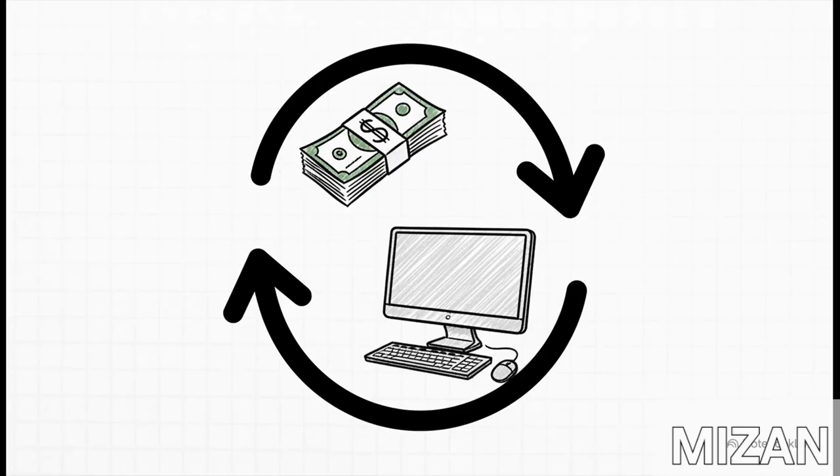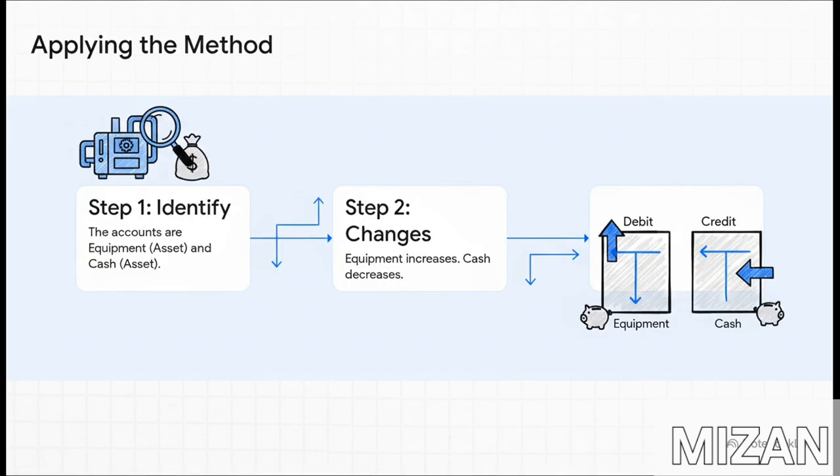Okay, next example. This time, the business is basically trading one thing it owns for another. It's buying a piece of equipment, which is a long-term asset, by using cash, which is a short-term asset. Let's run the play again. Step 1, the accounts are equipment and cash. Hey, they're both assets. Step 2, the equipment account is increasing. We have more equipment now. But our cash account is decreasing.